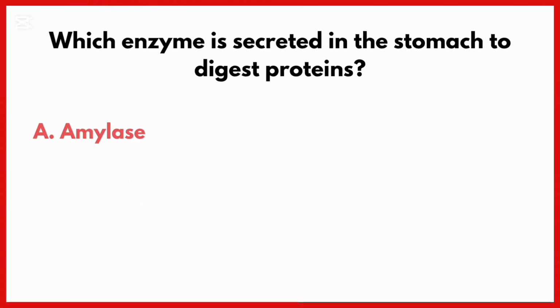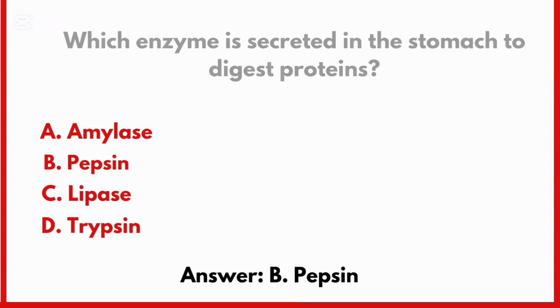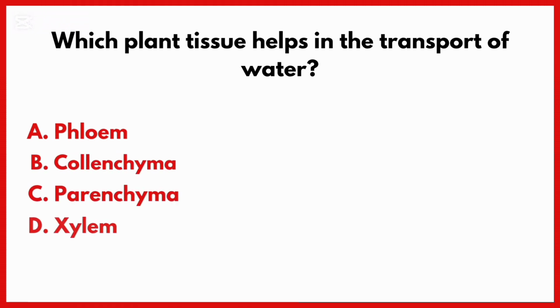Which enzyme is secreted in the stomach to digest proteins? Correct answer is option B, pepsin. Which plant tissue helps in the transport of water? Correct answer is option D, xylem.